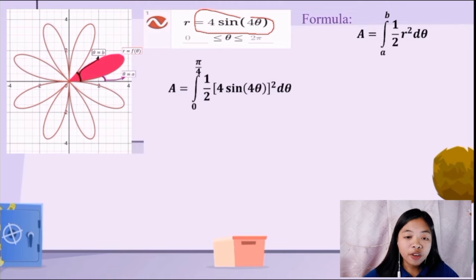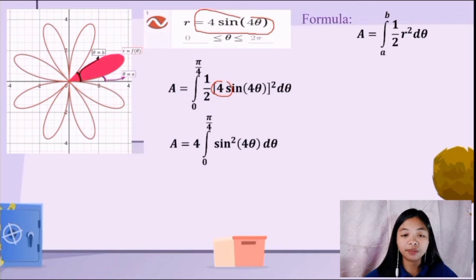So we have 4 squared equal to 16, times 1/2, we will have 8, and we will put it in front. It will become 8 times the definite integral from 0 to pi over 4 of sine squared 4 theta d theta. To evaluate this definite integral, you first need to be familiar with the power reducing formula. For example, sine squared theta is equal to 1/2 times 1 minus cosine 2 theta.